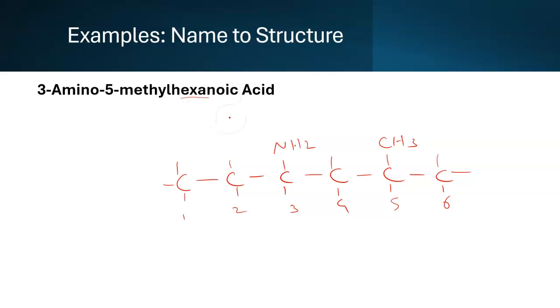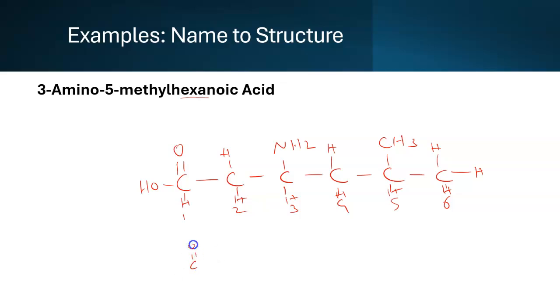So there are 6 carbons, but this hexanoic acid means it has a carboxylic acid. So I will write a carboxylic acid at the first carbon, because numbering always starts from this carbon. And the remaining carbons, wherever a place is vacant, replace with hydrogens. Now we will get a compound. This is the structure of our final compound.